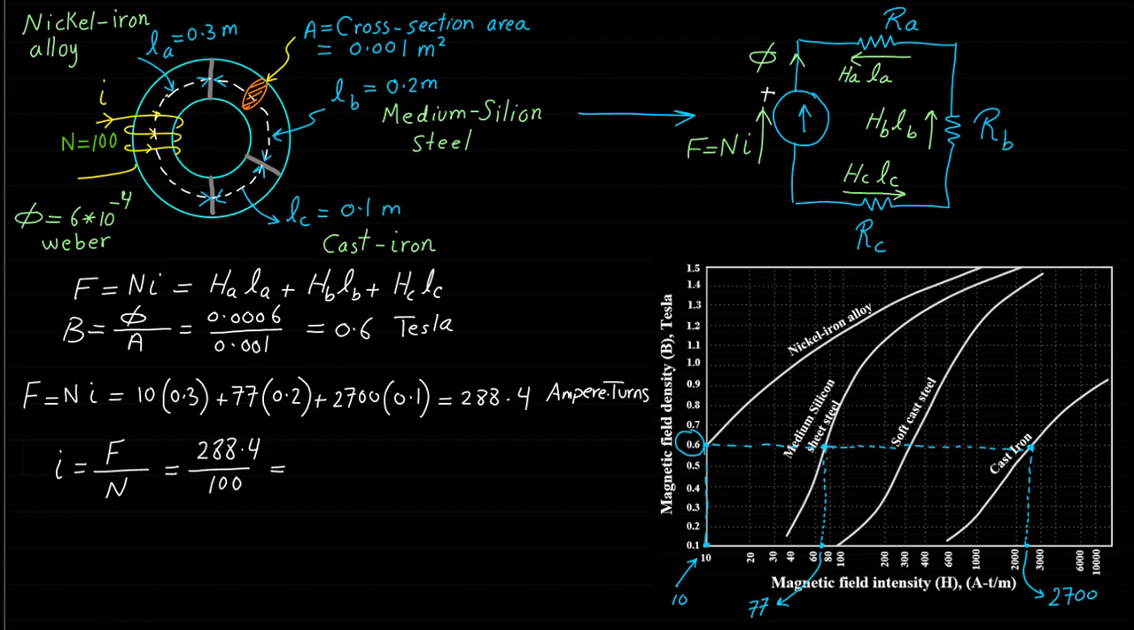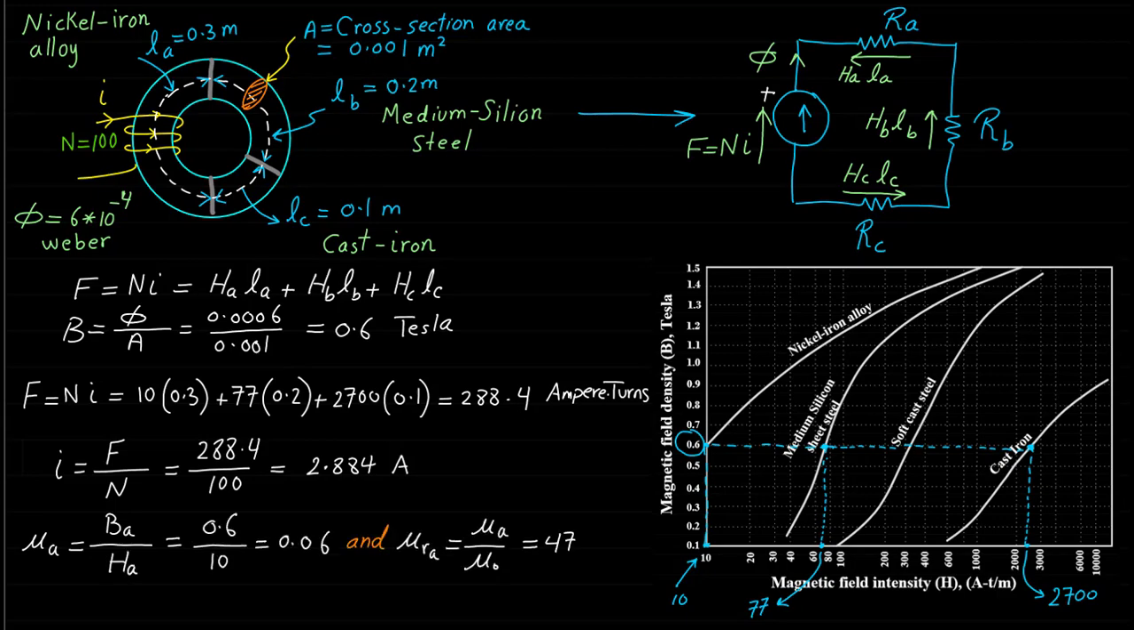Based on the information we have, we can also calculate the permeability and relative permeability of any sections of the magnetic circuit. For instance, the permeability and relative permeability of the nickel-iron alloy can be calculated as follows.